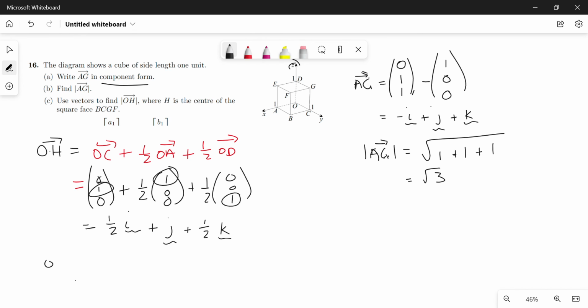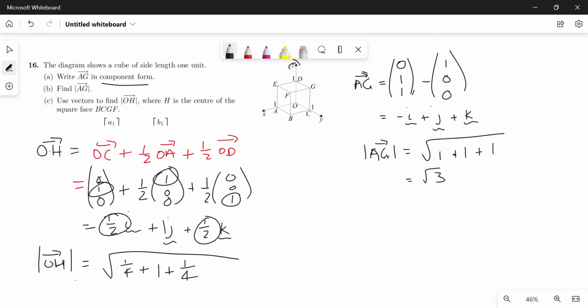So now if I'm looking for that length, the magnitude only, then I'm going to go square root of a half squared, so it's a quarter, plus 1 squared, plus a half squared. You can see that quarter plus quarter is a half, so 1 and a half, or 3 on 2, so that's root 3 on 2. I could make it rational by doing that, so I'd get root 6 on 2 for that magnitude of vector OH.